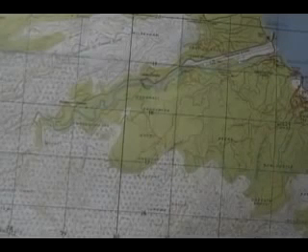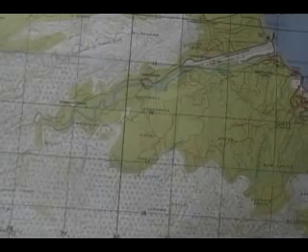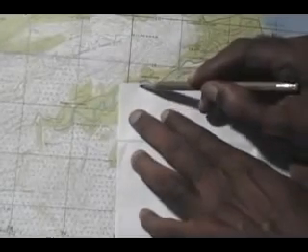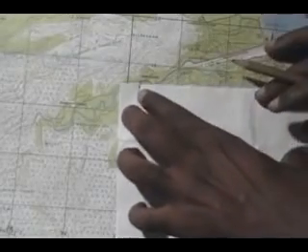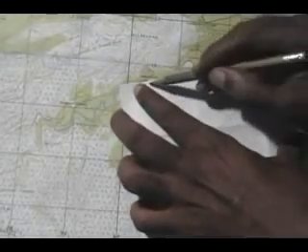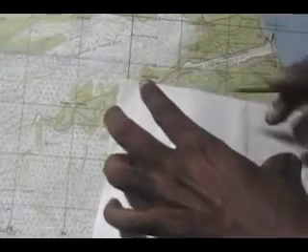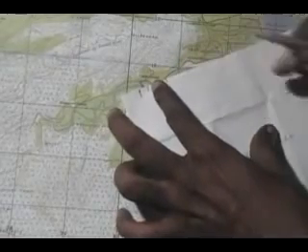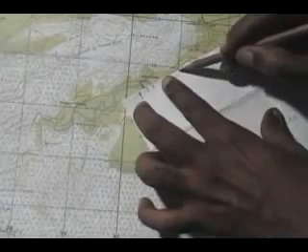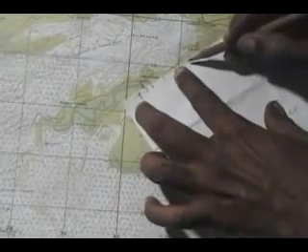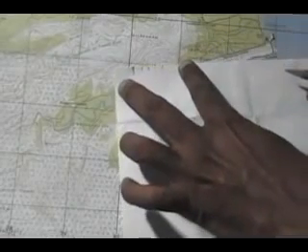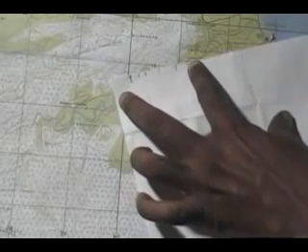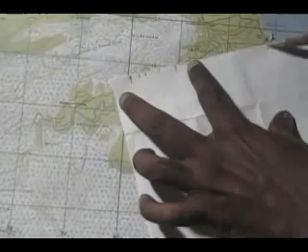So to measure the length of the road, we take our piece of paper, we put a mark to indicate where the bridge is, and then we're going to rotate the paper along the length of the road, so that we can know the exact length of the road. You don't have to be too precise, but you want to be close enough to get it correctly.